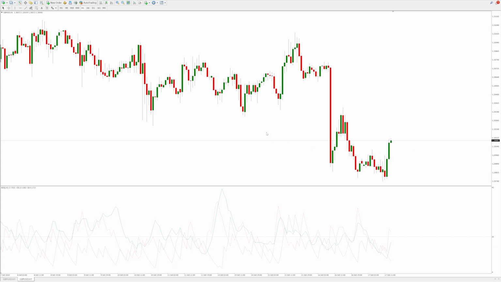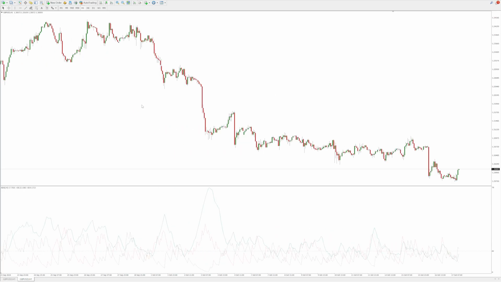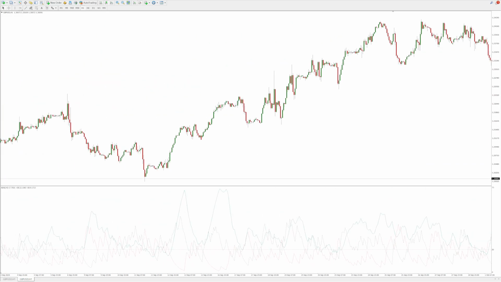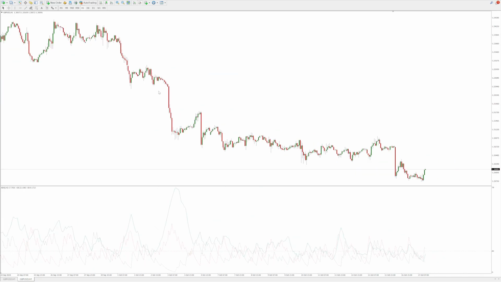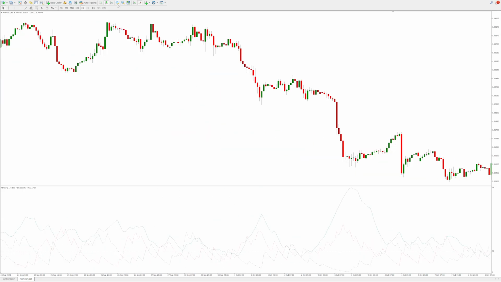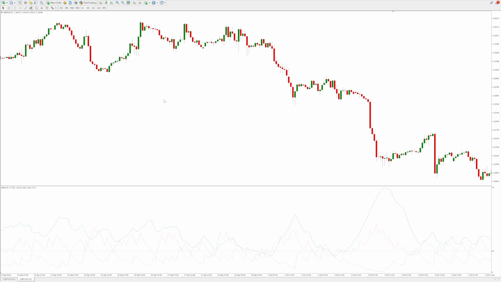This is a simple trading strategy that you can use to help you catch big market moves such as this one for over 400 pips and this one for over 350 pips. It's a very simple strategy. It can be used on any currency pair or other trading instruments such as cryptos, stocks, commodities, indices, etc. You can use it on any time frame.